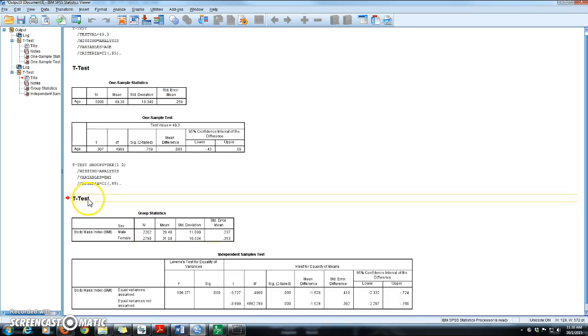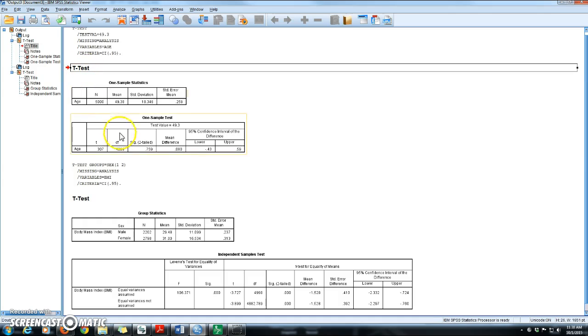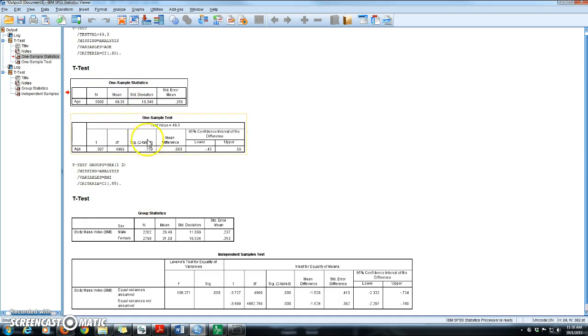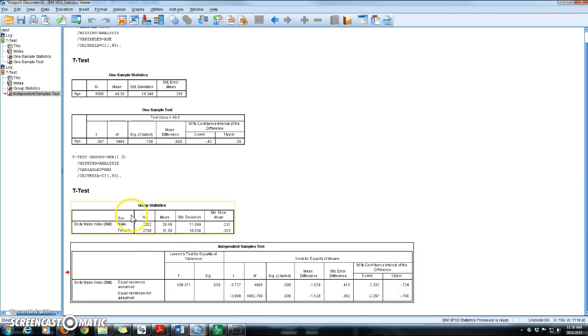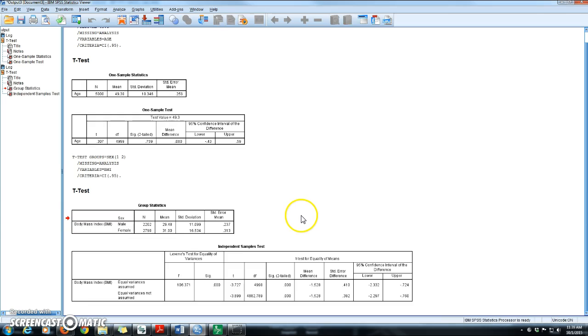So you click run. Now this is our results for this t-test. You can see here's a log here too showing you. So that was the first t-test. It tells you it's a one sample t-test. Here's our second t-test. It tells you it's an independent samples t-test. It also gives you the group statistics. So you've got how many men and women you had, the mean for those groups, the standard deviation, etc.